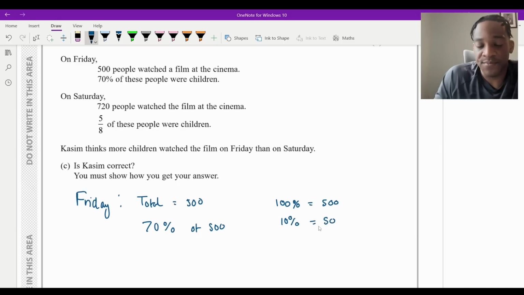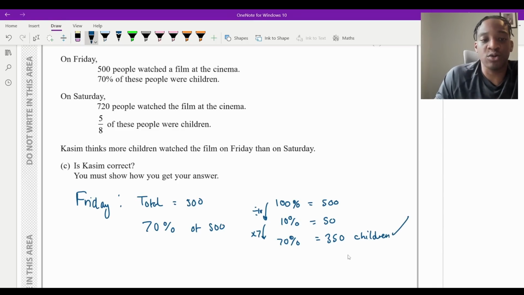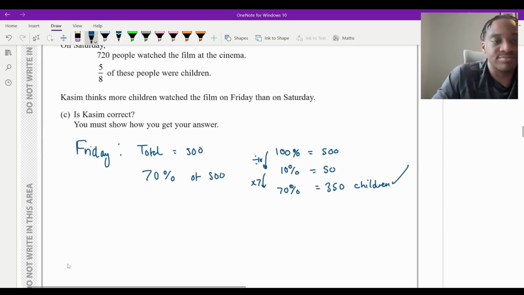So this will give us 50. And then now we need to times by 7 to get to 70%. So we divide it by 10 first, and then we times by 7. Now, 50 times by 7, well, 5 times 7 is 35, and then you just add the 0 on. So what we know now is that there were 350 children on Friday that watched this film. So that one is done. We know that there were 350 children on Friday, so now let's deal with Saturday.